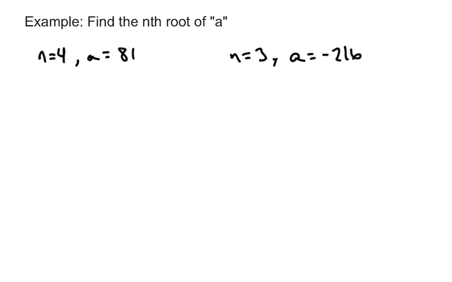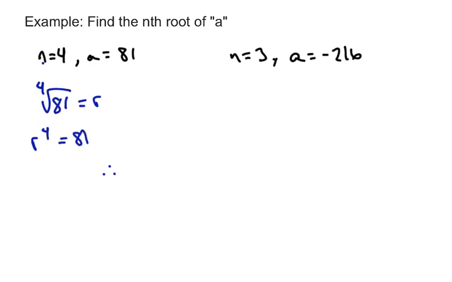Your book asks the question in this sort of way. It says, find the nth root of a when n is 4 and a is 81. What that means is, since we're finding the nth root and n is 4, 4 is going to be our index, and our radicand is going to be 81. And what we need to do is find out what number r is going to give us that value.